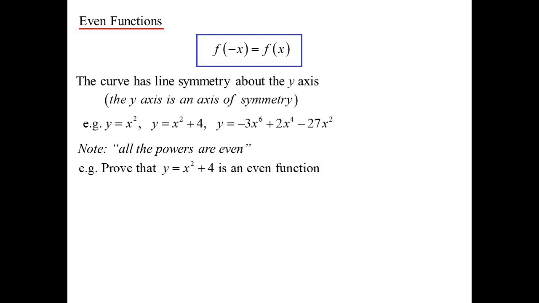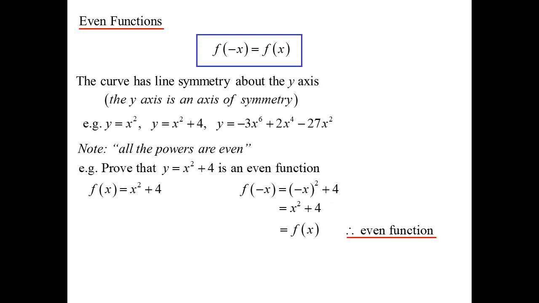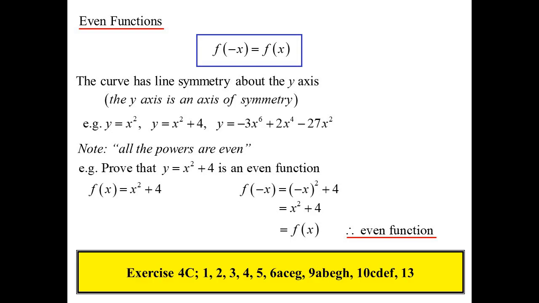Let's prove it's an even function. I do it exactly the same way as that odd one. There's f(x). There's f(-x). Let's work this one out and compare. If I square negative x, I'll get x squared. Oh, look, they are the same. So if they're the same, that's an even function. That's how we would prove it. That'll do it.